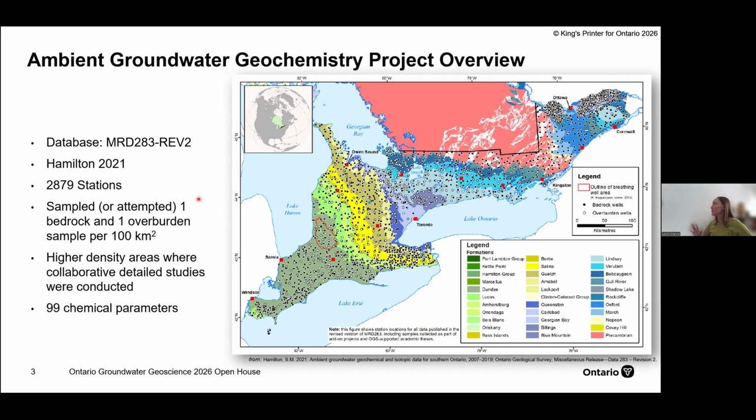And so for all of those sampling locations, there's a wealth of geochemical information. The database has 99 chemical parameter fields. So we have information on concentrations of metals and trace elements, anions, isotopes, gases, radionuclides for some of the more recent samples as well.